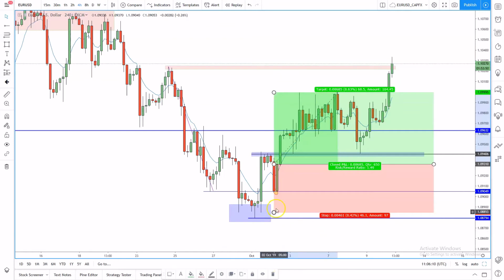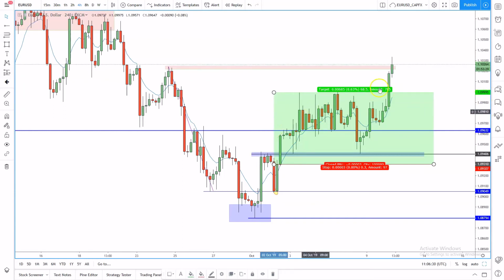So we had a 31 pip stop loss. Let me just bring this up here. 31 pips. So at 68 pips, what we did, we moved our stops to break even, and then we took a portion off our trade. So as you can see, we had a lot of rejections here around the 1.09995 area. We had a lot of resistance here, and then here again had a nice big 3-pin formation.